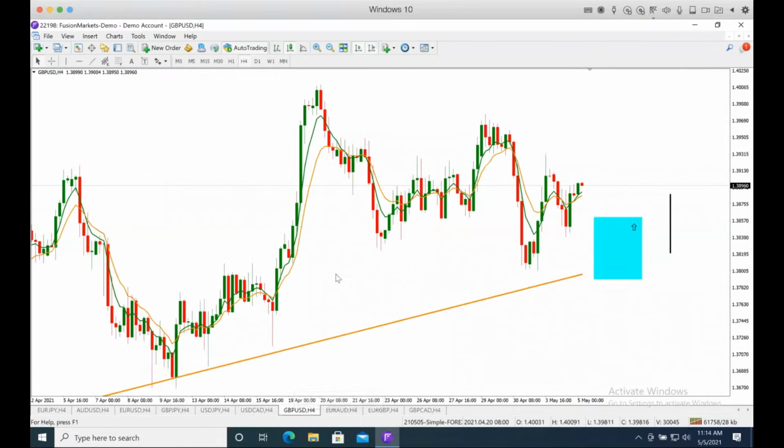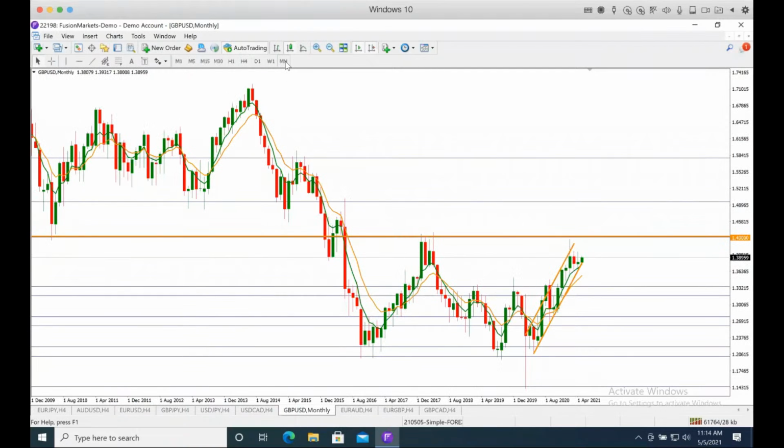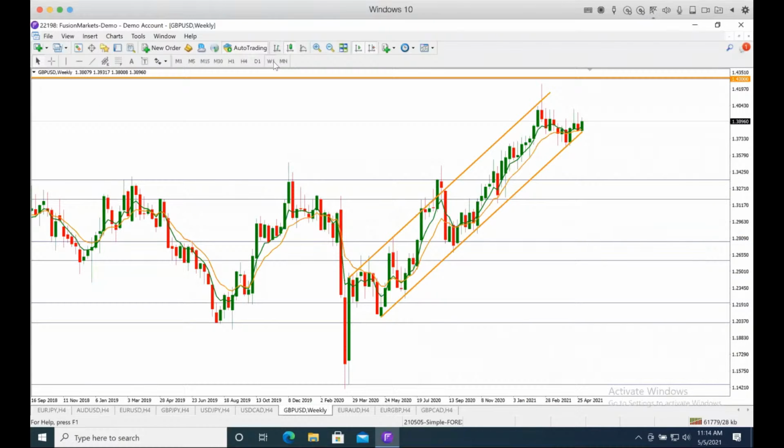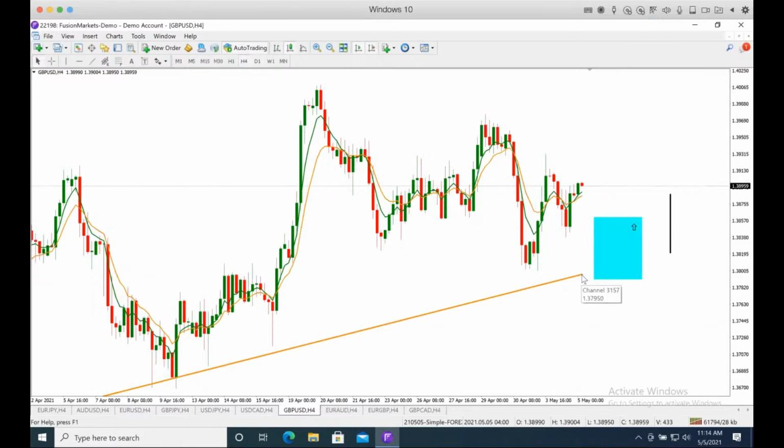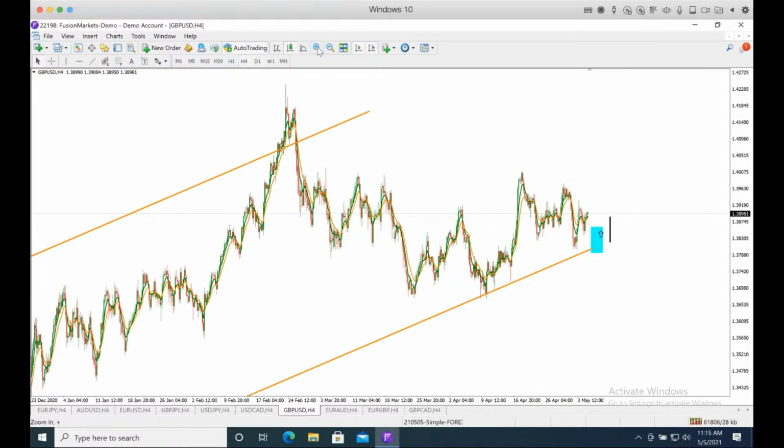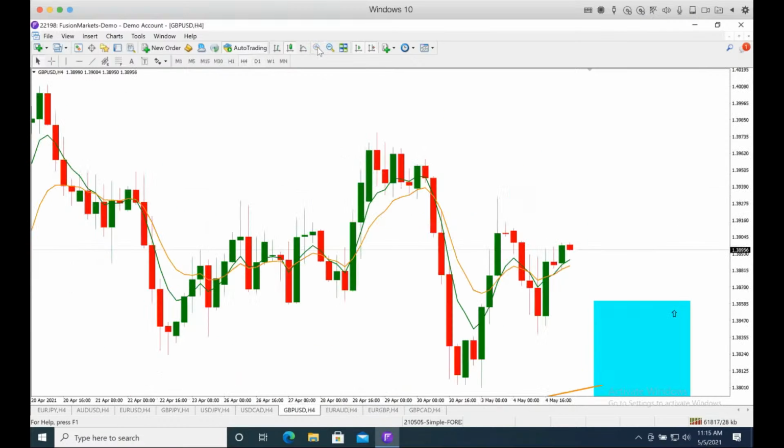Next currency pair I'm going to have a look at is GBP USD. So on this, I'm still looking for a long to around that 1.43. On the weekly, this is what it's looking like, still in the upward direction. Here it's going sideways. So in terms of the entry, I'm looking to get a pullback down to the bottom of the channel there, and then looking for a long.